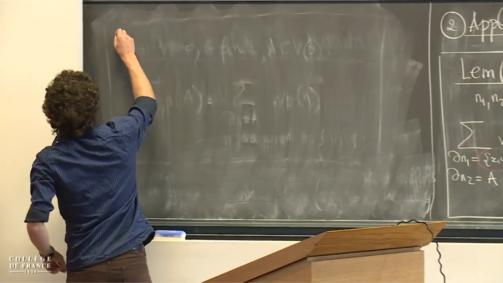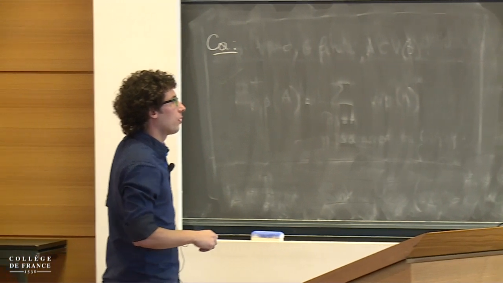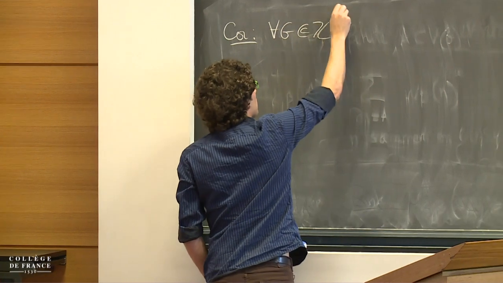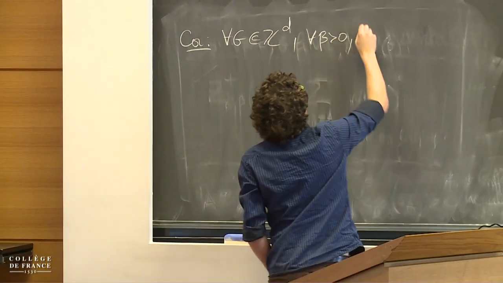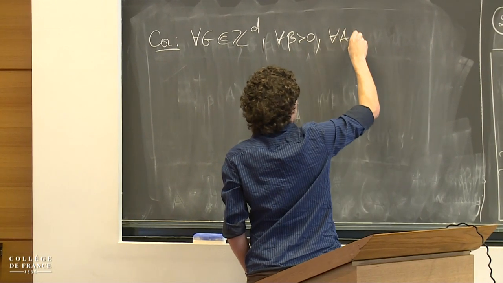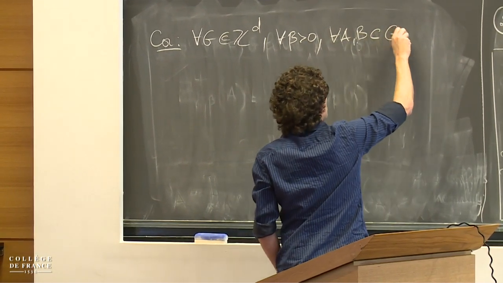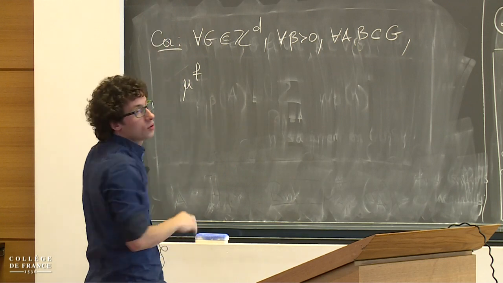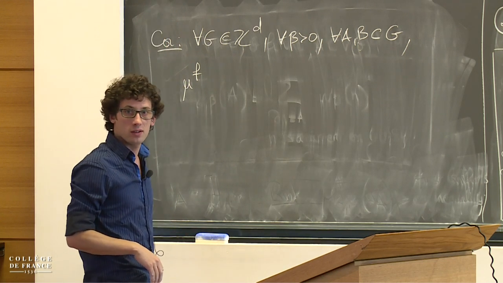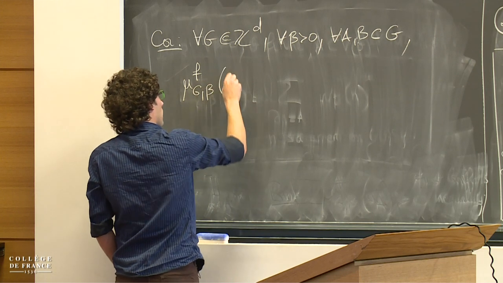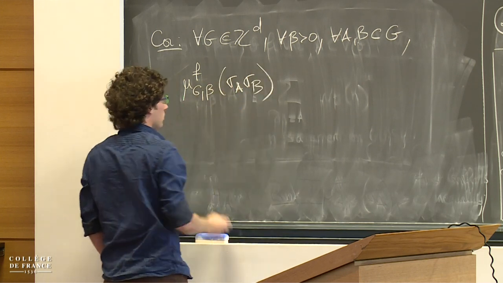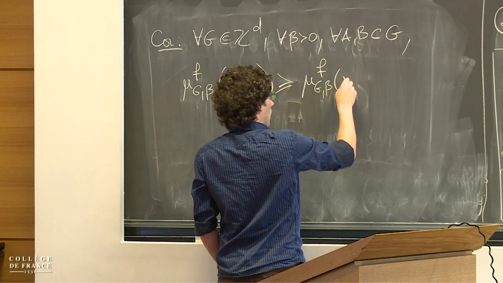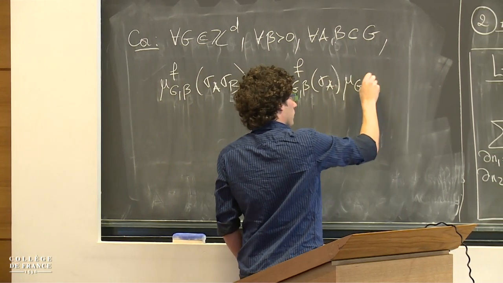The last corollary I want to mention, but I will not do the proof, I will just sketch it, is that for every G, which is a subset of Z^d, for every beta positive, and for every subset A and B included in G, in fact, here I did it with free boundary conditions, but you could do plus, it's exactly the same. If I look at sigma A, sigma B, the product of the two, it's always larger or equal to this thing.